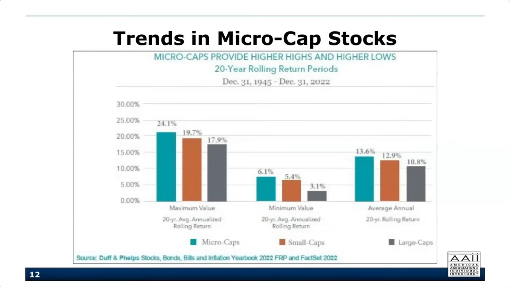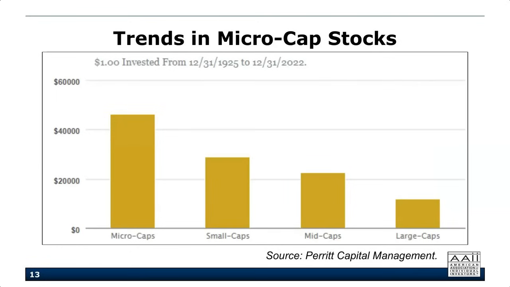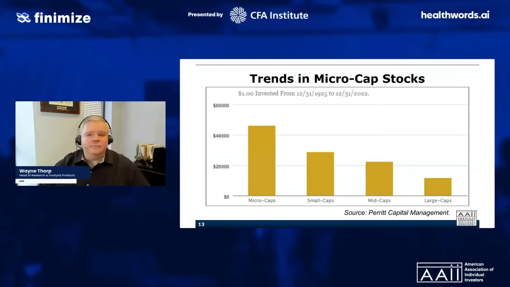The success of the AAII model shadow stock portfolio is just one example supporting the case for microcap stocks. Microcaps also dominated small and large caps over 20-year rolling periods from the end of 1945 through the end of last year, according to data from Duff and Phelps and FactSet. Looking at an even longer time frame, microcaps outperformed large caps by roughly 200% between the start of 1926 and the end of last year.